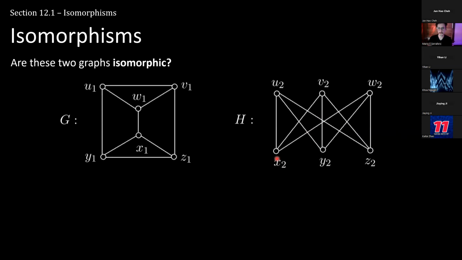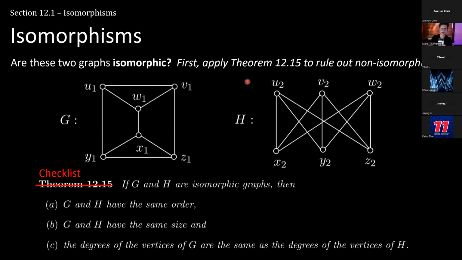So, for example, are these two graphs isomorphic? The first thing you want to do is actually apply this theorem, because it's basically a checklist. You check for all these conditions, and if one of these fails, then you know for a fact that the graph is not isomorphic, right? Like if I were to have one graph with 5 vertices and the other with 6 vertices, then their order is different and they cannot be isomorphic.